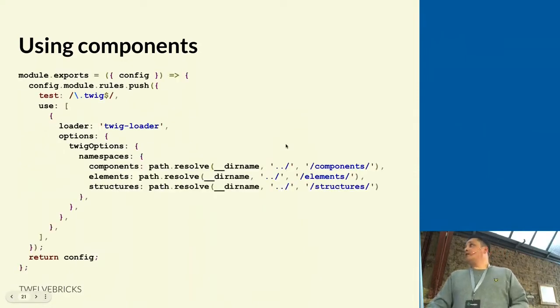This is a little bit much, but it basically shows what a twig loader looks like. It tells Webpack to look for twig files, and while doing that, we want to have the following namespaces defined. In this case, we have components, elements, and structures. You can also use atoms, molecules, and organisms if you want to. It's up to you. You can define the namespaces you want.